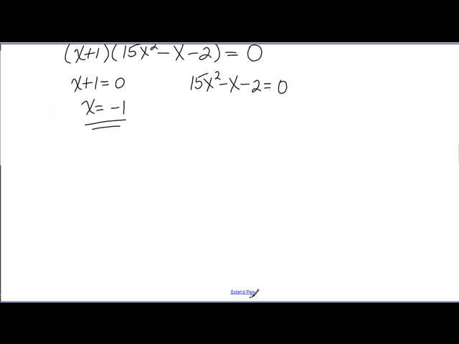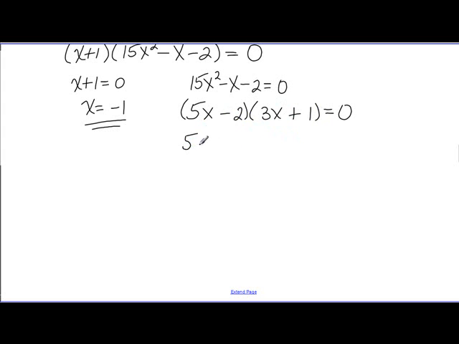I believe this one will factor. 5x and 3x will multiply and give me 15x squared. If I multiply 3 by 2, I'll get 6. 5 times 1 will give me 5. I need the 6 to be negative and the 5 to be positive. Negative 2 times plus 1 is minus 2. This is going to work.